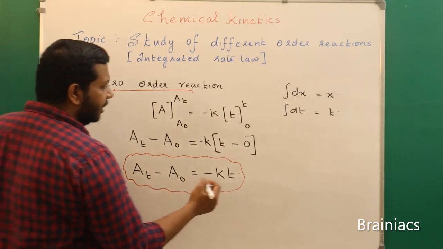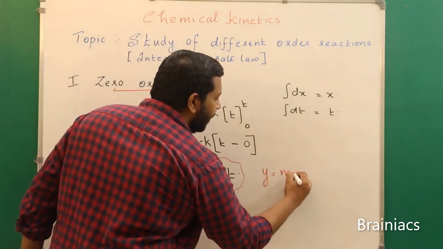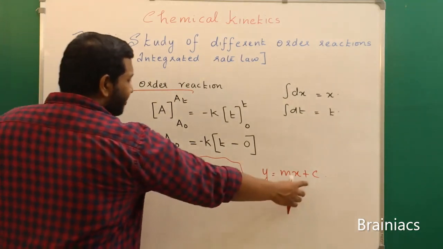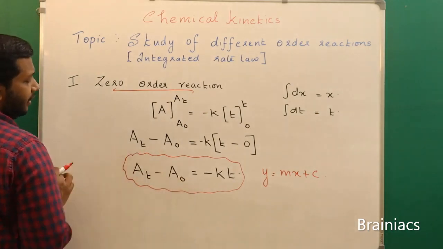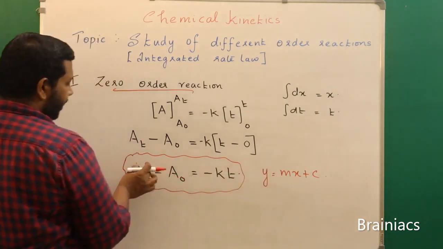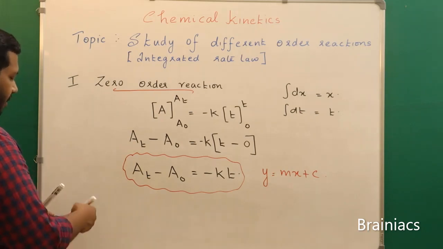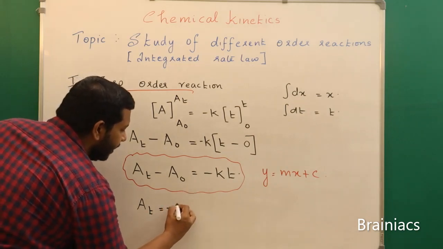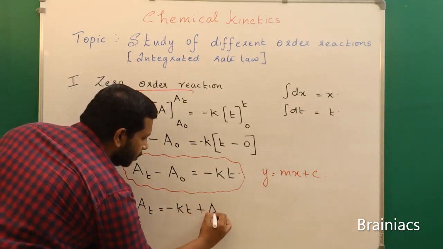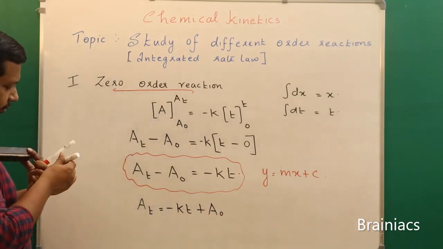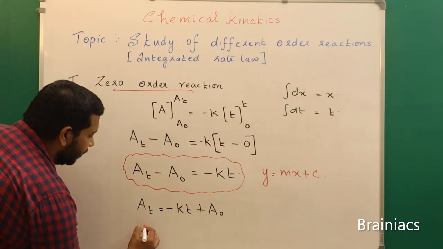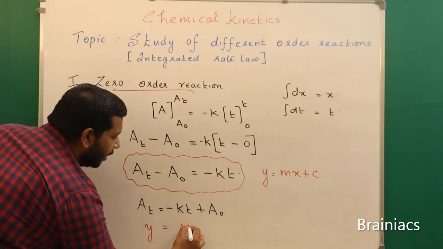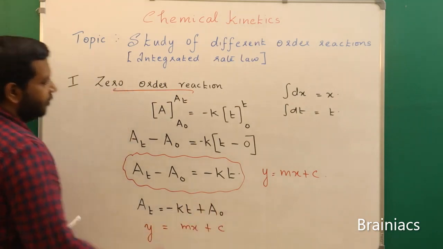Sometimes they will compare this with a straight line equation, y is equal to mx plus c. So this is a straight line equation. So here c is a constant, and similarly here a0 is a constant. So y is a variable. So I can write it in this format: a of t is equal to minus kt plus a naught. So compare it, then it becomes very easy for you. So here a of t is the y variable, equal to mx. So t is a variable. So I will write mx plus c, which is a constant. A of 0 is a constant.